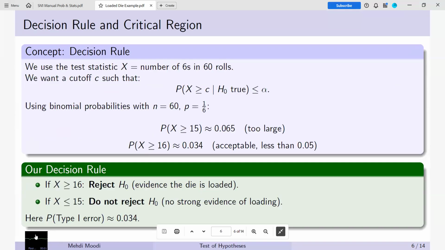Now we turn alpha into a concrete rule. We calculate how many 6s would be so many that we almost never see them with a fair die. 16 or more 6s out of 60 has only about a 3.4% chance under fairness, so that becomes our trigger for calling the die suspicious.